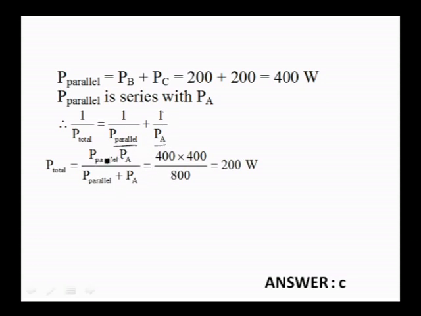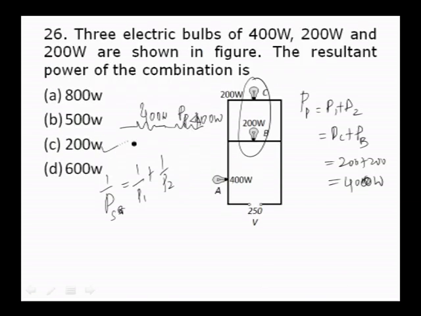By taking the help of this, 400 into 400 divided by 800, these two zeros are cancelled. 4 into 400 is 1600 divided by 8, or else you can simplify, this is 1 zero and this is 2 zero. That is 400 divided by 2, which is equal to 200 watt. Therefore, the correct option is 200 watt.